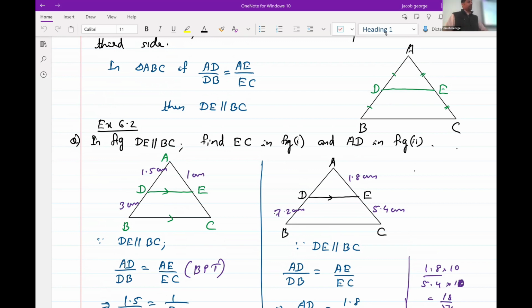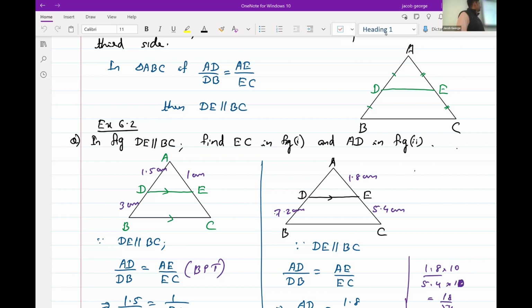MCQs. We expect MCQs or 2 markers of this kind. So we will draw this figure. ABC is the first diagram. We have to draw the first diagram. AD is 1.5 centimeters. DB is 3 centimeters. AE is 1 centimeter. And EC is question mark.